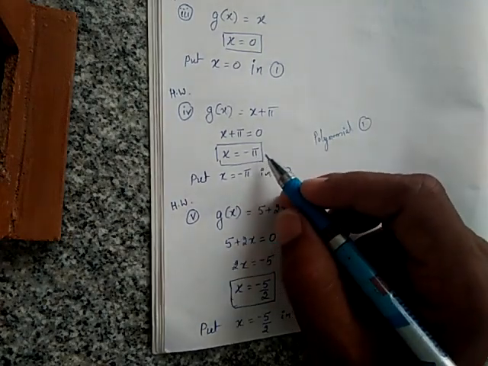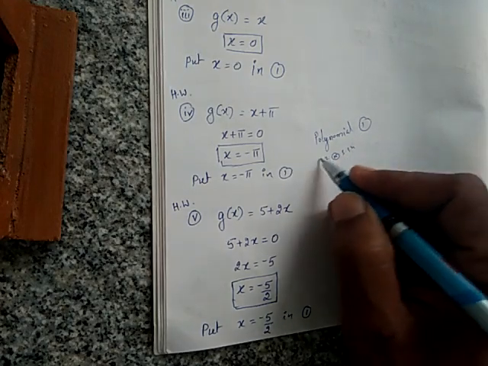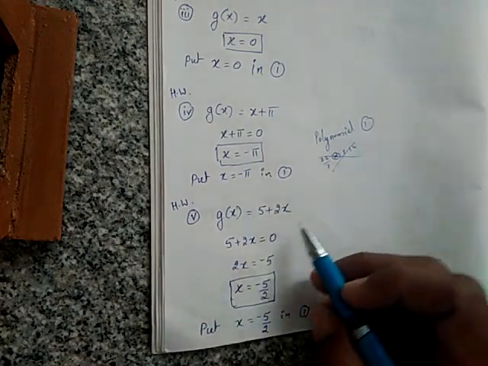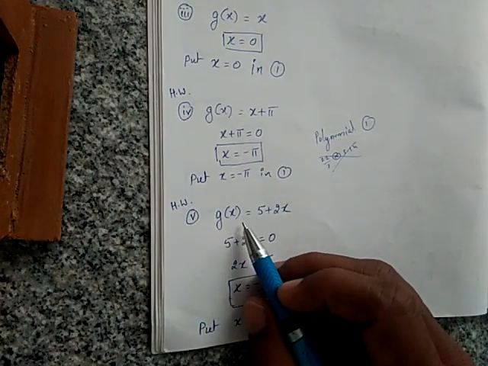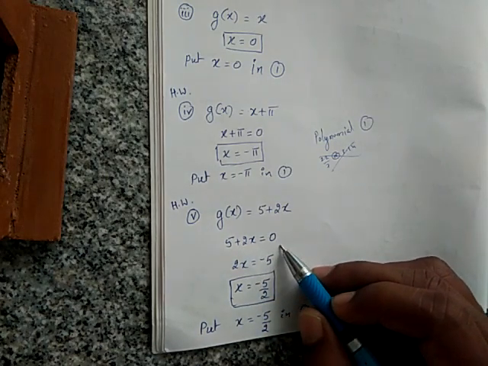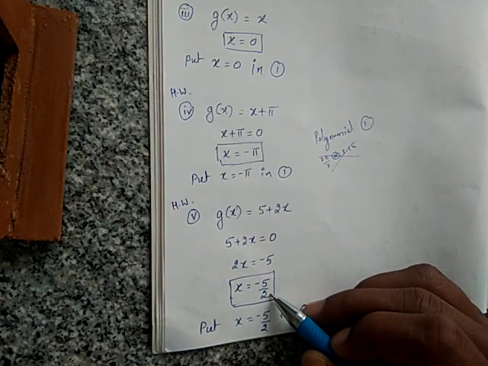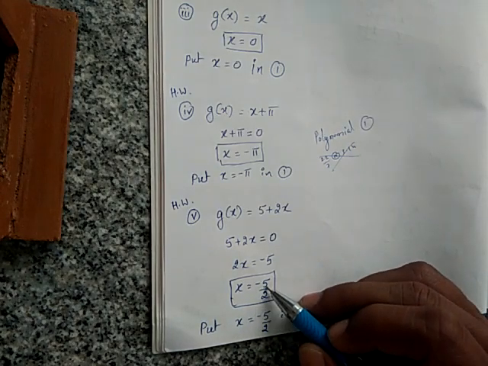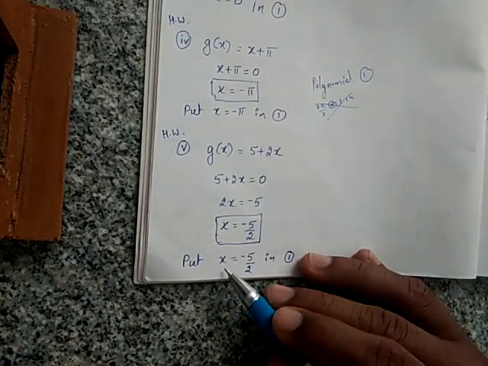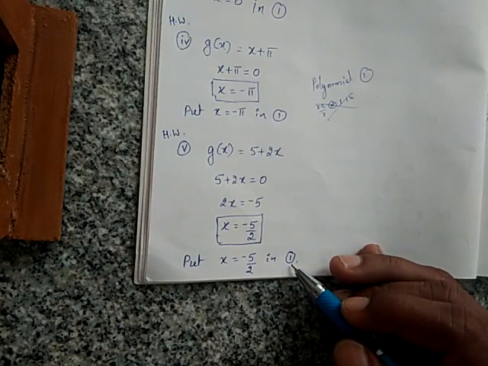Okay. So don't put any pi values like 22 by 7 or 3.14. Don't put this one. Directly just keep the answer in terms of pi. Similarly, fifth one, g of x is equal to 5 plus 2x. That is 5 plus 2x is equal to 0. If you equate with 0, that is 2x is equal to minus 5. So x is equal to minus 5 by 2. So put x is equal to minus 5 by 2 in the polynomial 1, you will get the remainder. Just you can simplify.